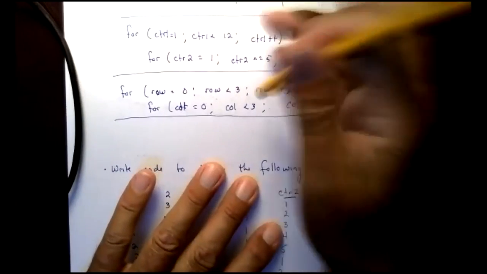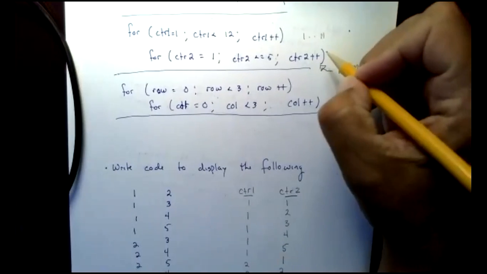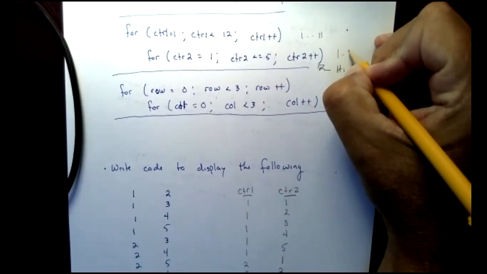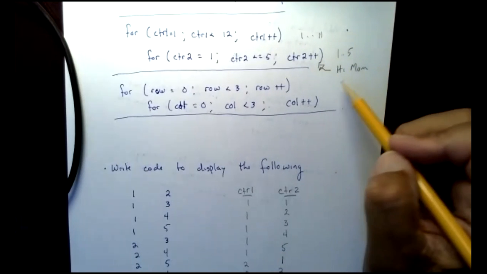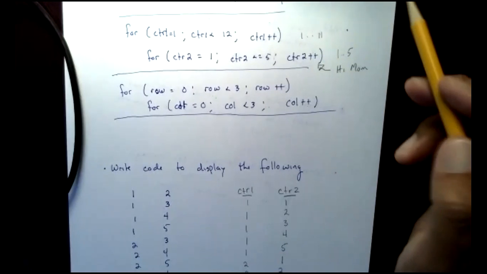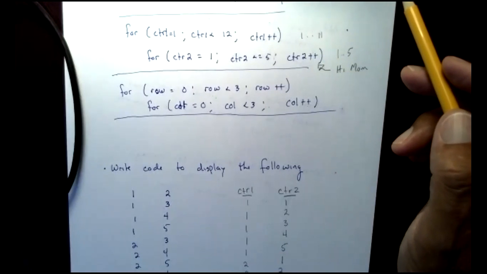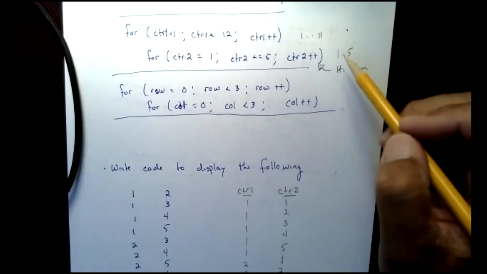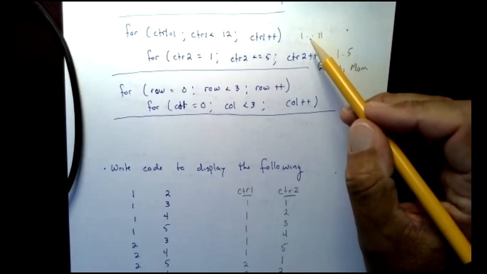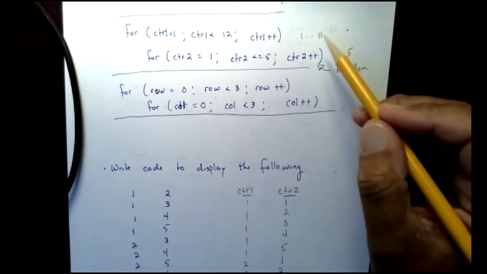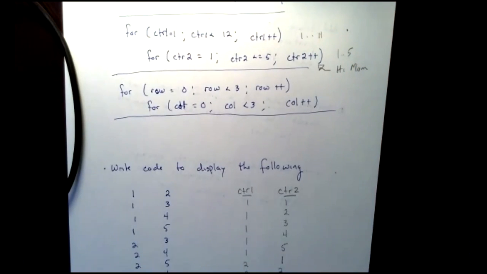That looks more like a 5 than an 11. 1 to 11. And the inner loop is going from 1 to 5. So how many times would hi mom be printed? 55 times, right? So the outer loop's 1, 5 times, 2, 5 times, 6, 5 times, 10, 5 times, 11, 5 times. So 11 times 5, it would actually print hi mom 55 times.